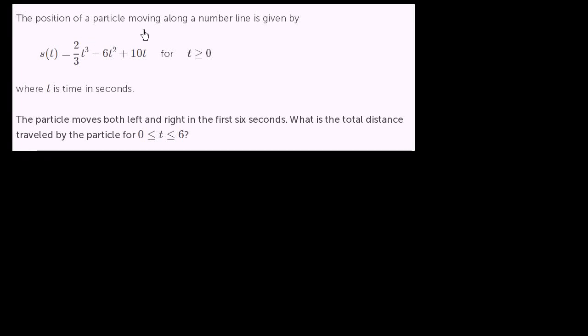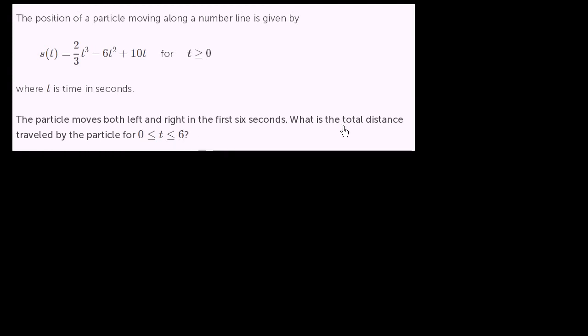The position of a particle moving along a number line is given by s of t is equal to 2/3 t to the third minus 6t squared plus 10t for t is greater than or equal to 0, where t is time in seconds. The particle moves both left and right in the first 6 seconds. What is the total distance traveled by the particle for 0 is less than or equal to t is less than or equal to 6?